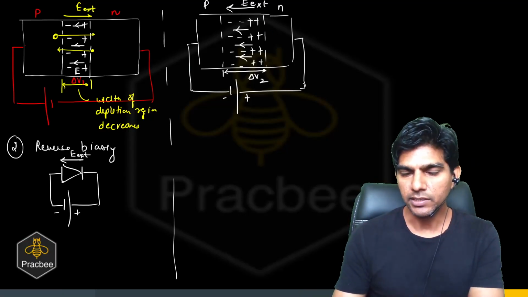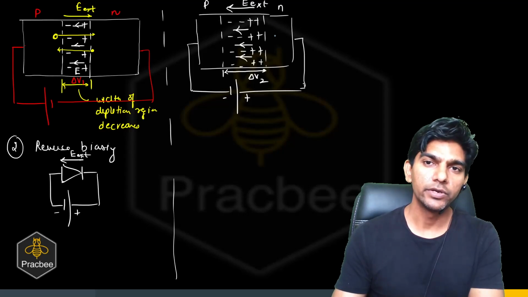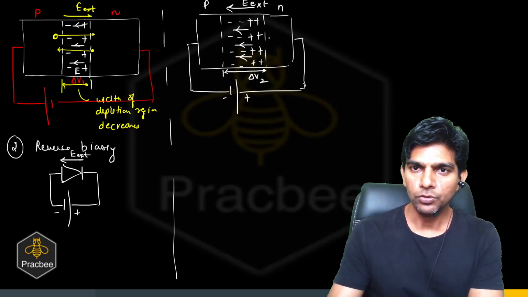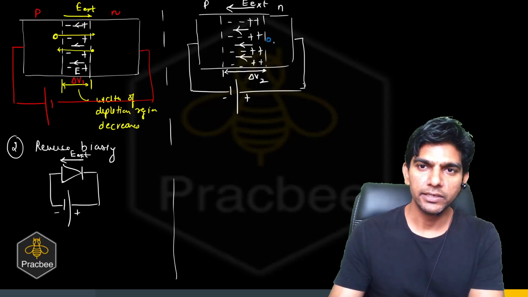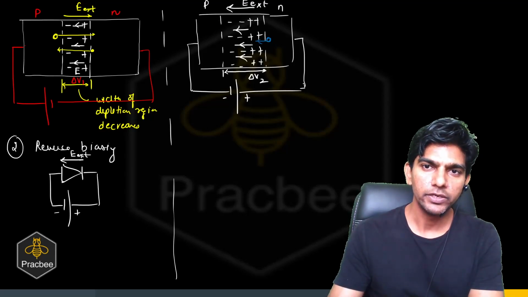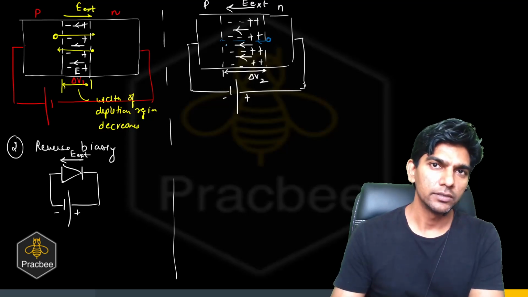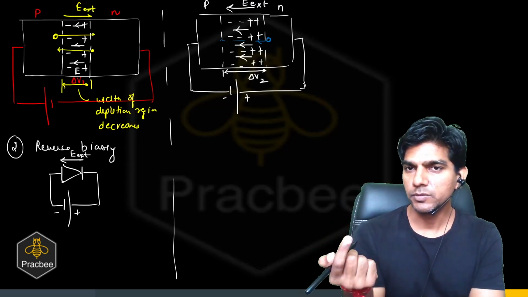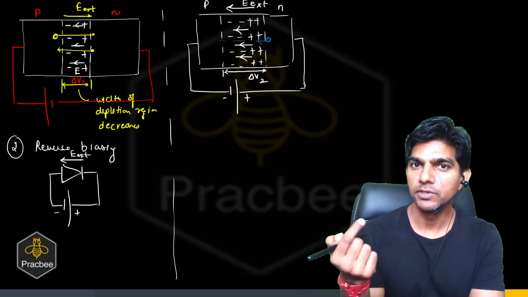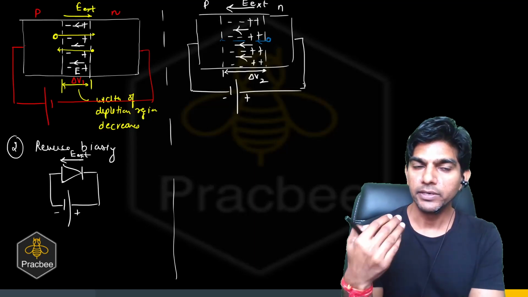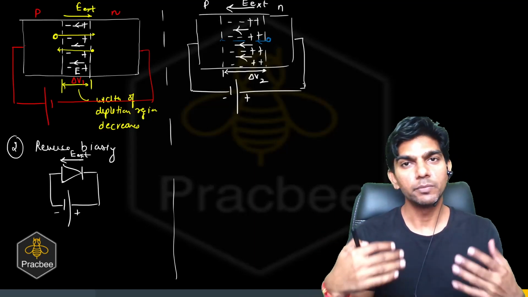But in this case, this field will assist the motion of minority carrier. Suppose there is a hole in the N side, moving randomly in the N side. If it comes close to this depletion region, now this hole will be swept by the field and it can move to the P side. So we can say in reverse biasing, there can be a current because of the minority carriers. But in the forward biasing, there will be a current because of the majority carriers.